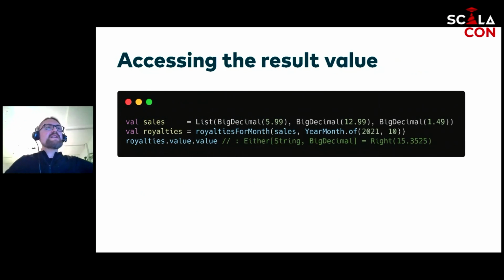So if you want to actually get the result of a described calculation, then we can do it like this. We have a described calculation in our royalties field, and first we need to access the writer monad from the EitherT. That is the first dot value. And then we can access the actual value with a second dot value. And it's an Either of String or BigDecimal, because a calculation can fail. Think, for example, of a division by 0 or some missing input value that is actually required.